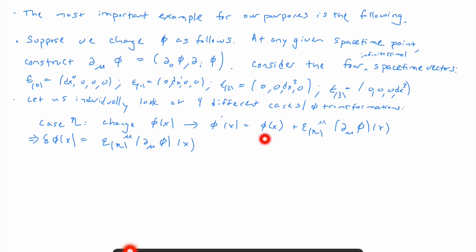Phi prime of x is equal to phi of x plus this over here, which is the derivative of phi with respect to x, times this thing over here. And if you remember, this is our dx. And we have a different example for different cases. So in case 0, we're just straightforwardly translating the time axis, meaning where you start with your 0 time. In case 1, eta equals 1, we're saying that we're going right on the x-axis, just like our previous picture. Case 2 would be the y-axis. Case 3 would be the z-axis.